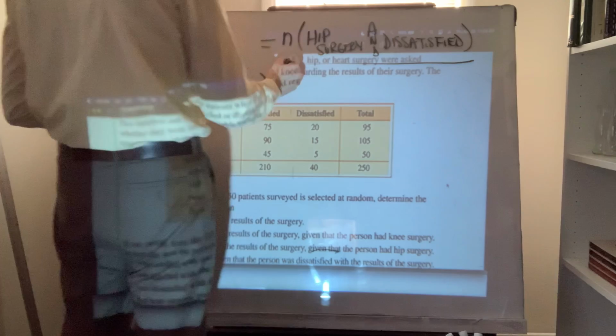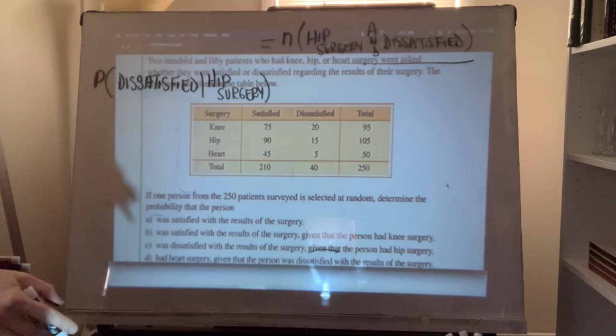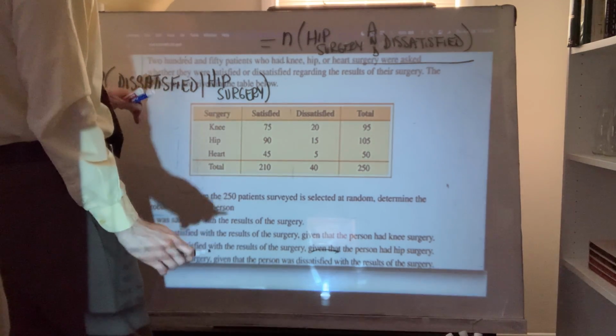I would hate to be dissatisfied having hip surgery. It's pretty invasive.